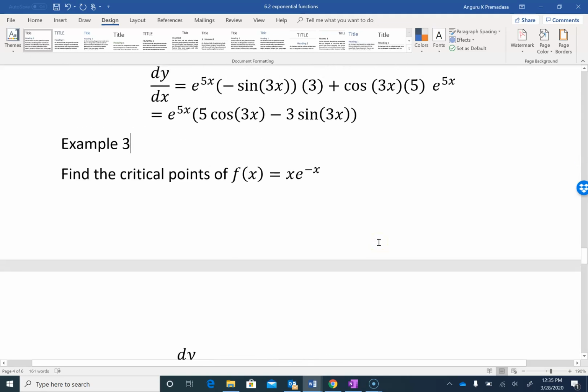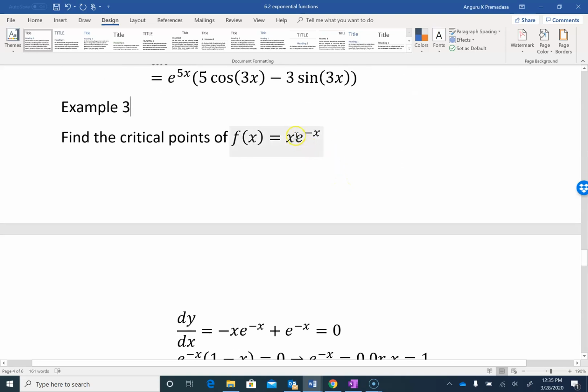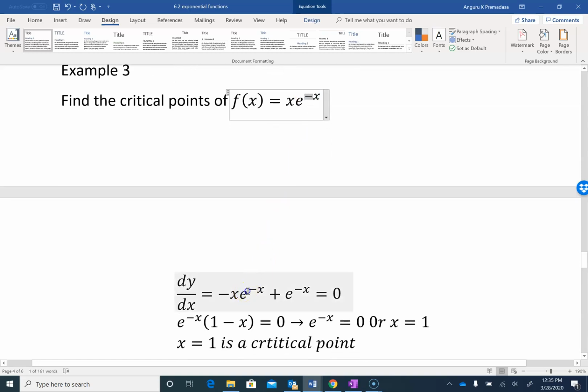So let's do an example 3 where you find the critical points of this. Again, you need to find the derivative. So by the product rule, x times the derivative of e to the negative x, which is e to the negative x repeated. You repeat whatever this is, and then you go inside and multiply by negative 1. So that is e to the negative x times negative 1 times x, plus e to the negative x times the derivative of x, which is 1.